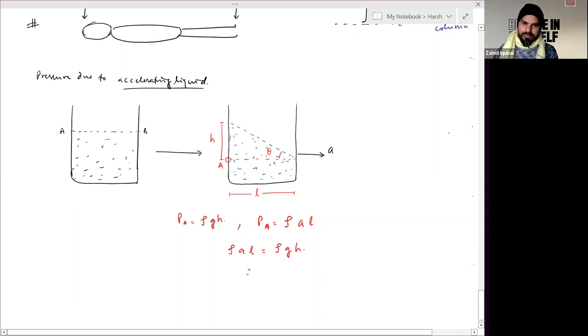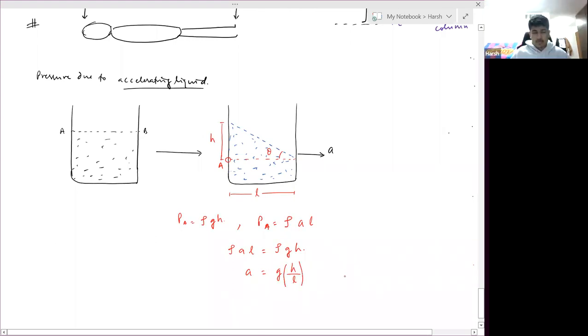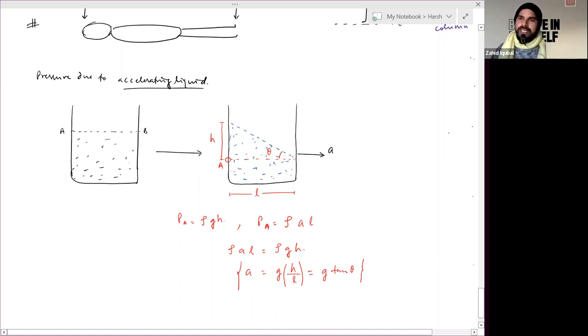Rho and rho get cancelled out. So a will equal g h divided by L. H is the perpendicular and L is the base, so perpendicular by base is tan theta. So we may write g tan theta. You will be asked, depending upon the change in level, what will be the acceleration of this particular system? You will say a will be nothing but g tan theta. Okay.